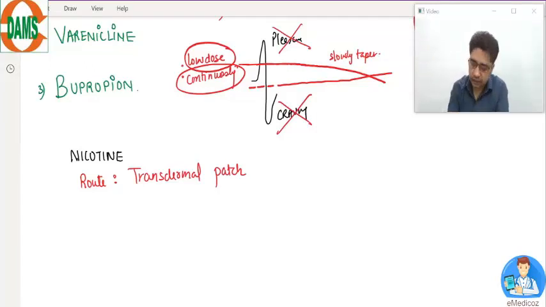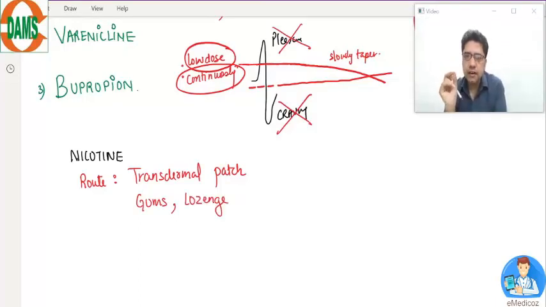Second, you will write nicotine chewing gums and lozenges. Lozenges means Strepsil, the tablet which is kept in the mouth and never swallowed. Chewing gums and lozenges continuously and slowly release nicotine. You don't have to chew suddenly, you have to chew them very slowly. Lastly, nasal spray.